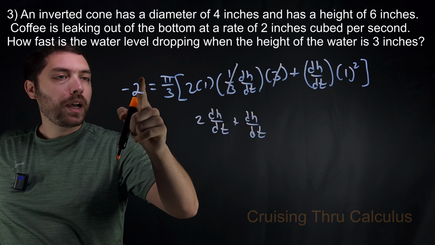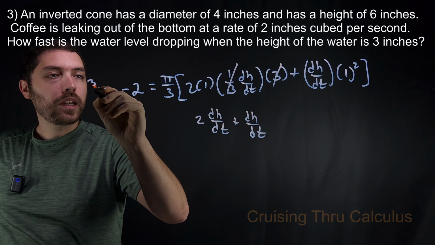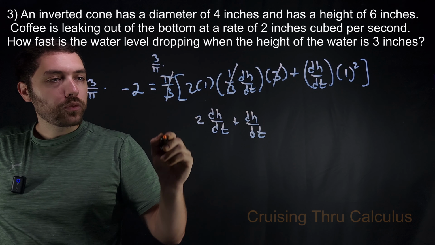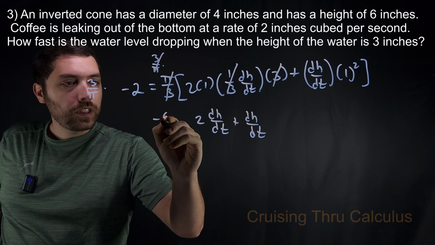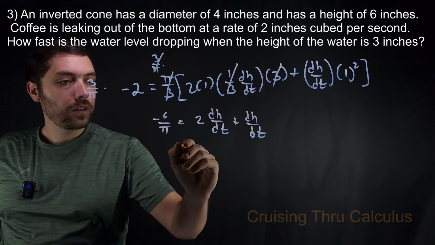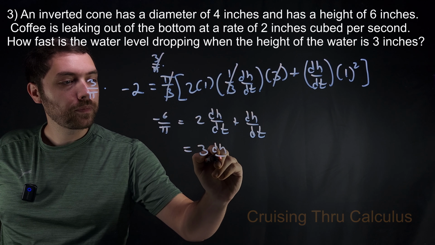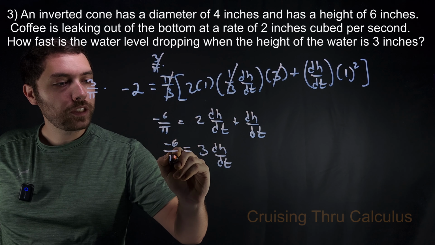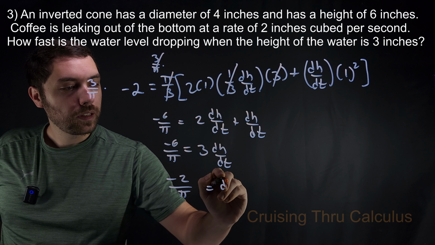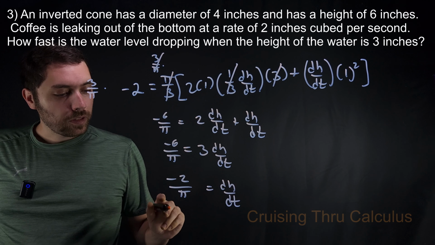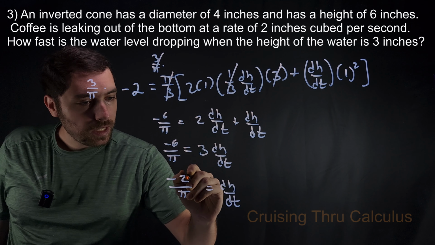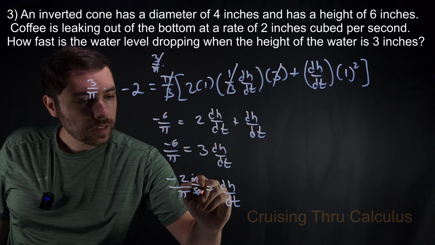Now, if I multiply by the reciprocal, I can multiply this side by 3 over pi. That'll get rid of this 3 over pi when I multiply this side by 3 over pi as well. And then I'm going to get -6 over pi is equal to 2 dh/dt plus dh/dt, which is 3 dh/dt. And then I can divide both sides by 3, and I'll be left with my final answer. Now let's see here, the units that we were working in were inches and seconds here. So this is going to be in inches per second, and that is our answer.